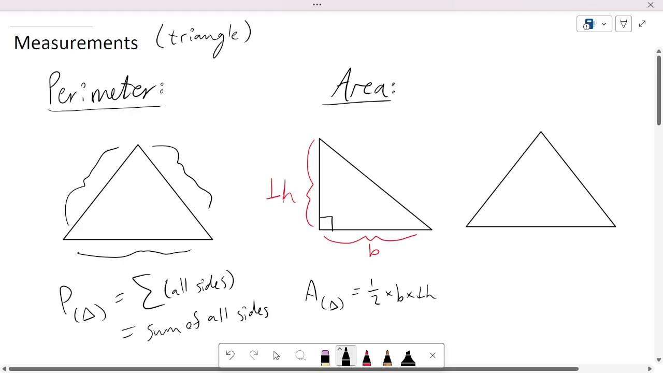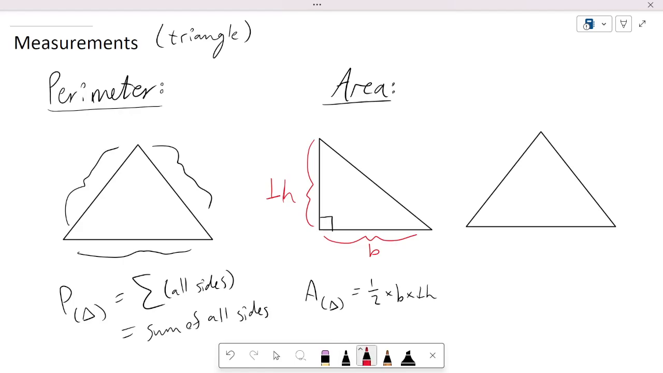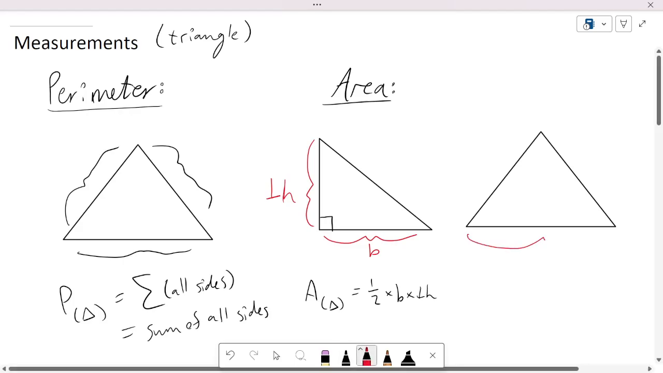Okay, that one is simple, but look at this one over here. We have a triangle, and in measurements, we don't normally like to work out a diagonal line, right? We normally like to work out straight lines. So let's do this. How do we do this? Let's start off over here. The base of the triangle is represented by B over here, right?